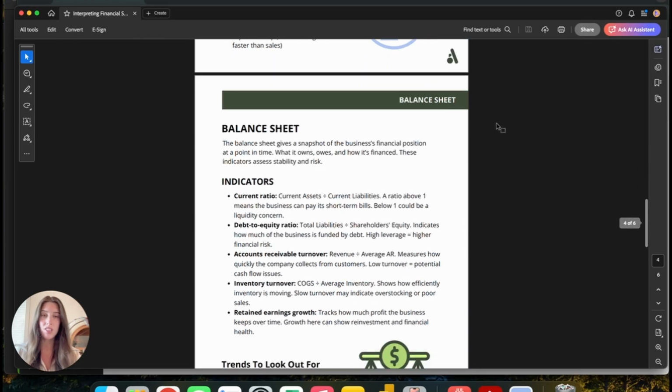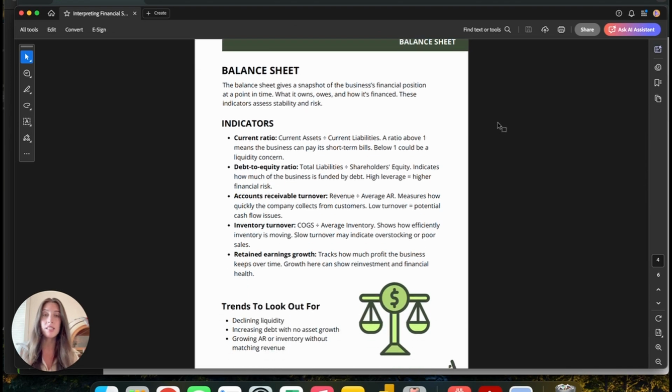Next, let's look at the balance sheet. So the balance sheet is a snapshot of the business's financial position at a point in time. So you're seeing what it owns, what it owes, and the overall value of the company. So the first indicator is the current ratio, which is comparing the current assets to the current liabilities. You want a ratio above 1, and what this means is there are more assets than debt. So there's more cash than what's owing, or there's more receivables than payables. If this ratio is below 1, it could be a sign that the company will not be able to satisfy all of its debts.